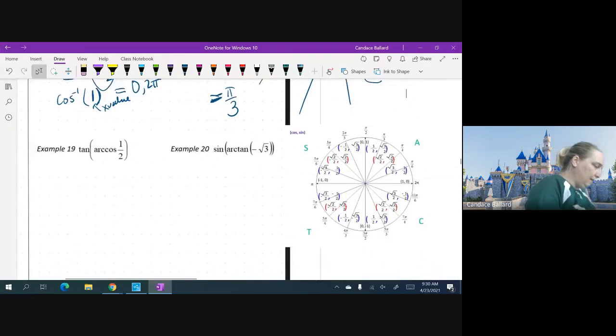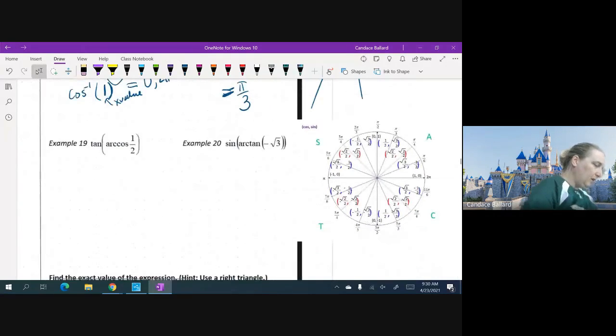Okay, let's try this a few more times. All right, so now the arc cosine is on the inside, right? So is cosine the x coordinate or the y coordinate? X or y? All right, good. Cosine is the x coordinate.